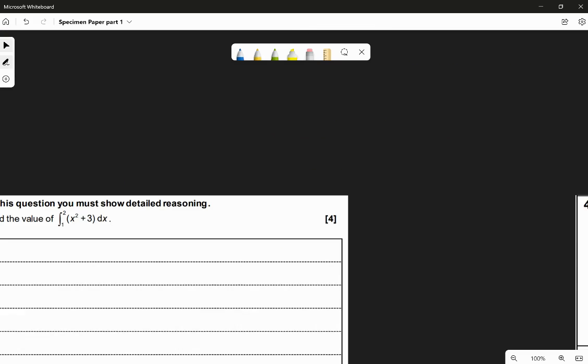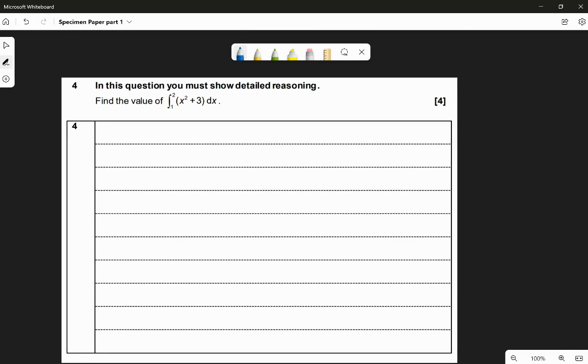Okay, let's have a look at question 4. In this question, you must show detailed reasoning. The reason they say this is because on some of your calculators, you might be able to just type that into your calculator, press equals, and it'll give you an answer. They don't want you to do that. They want you to show that you can do this skill, this technique, algebraically without the use of a calculator.